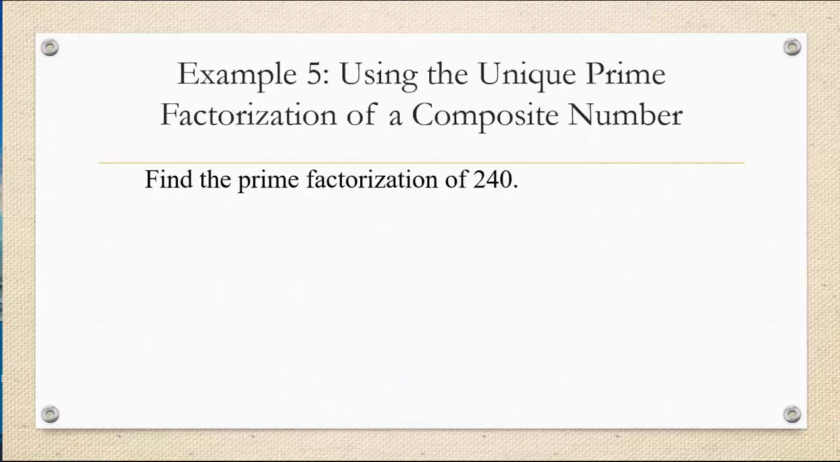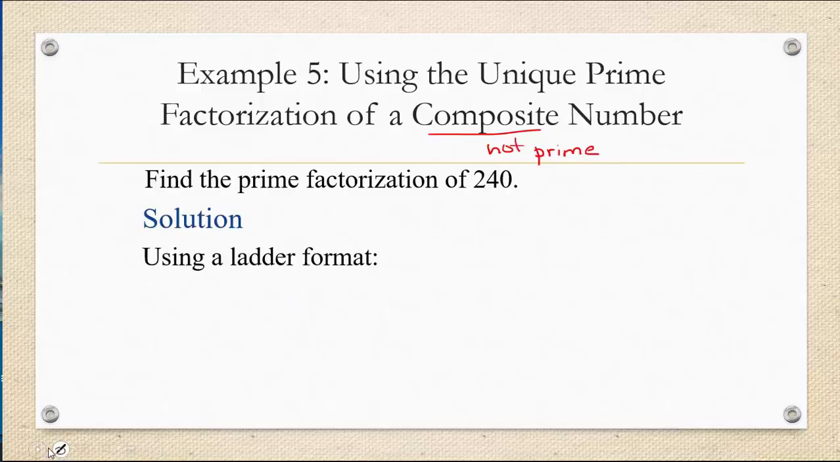Let's practice finding the unique prime factorization of a given composite number. By the way, composite number just means that it's not prime. So let's find the prime factorization of 240. We're going to do this in two different ways. First, using the ladder method. So all this means is that we're going to divide the number 240 by prime numbers and see which goes in evenly. But we're going to do so in a way that's organized and it's quickest.